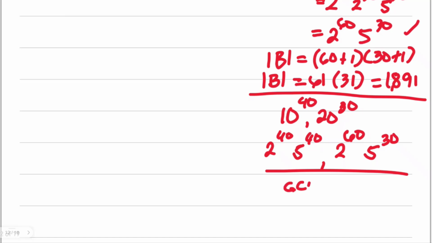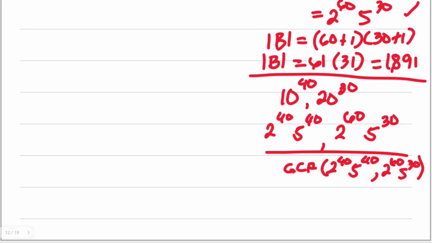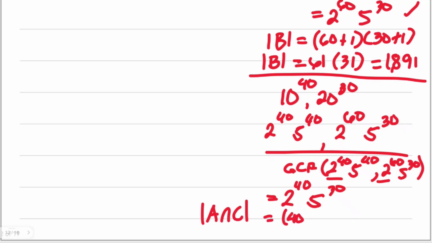So the GCF of this result, you have 2 to the power of 40, 5 to the power of 40, and then you will have 2 to the power of 60, and then 5 to the power of 30. The GCF for that would be the minimum number. So in this case, for 2, the minimum, you have 2 to the power of 40, right? And for 5, that's 5 to the power of 30. That's the minimum. Now, for this, we will now get the number or cardinality. So, similar, 40 plus 1, 30 plus 1. Okay? Please don't be confused with that. So, 41 times 31, you will get actually 1,271.